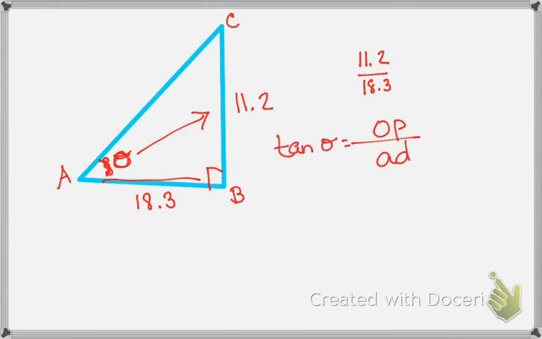So you got to kind of know that. They're not always going to tell you that it's the tangent. They didn't in this one. So our opposite is 11.2 and our adjacent is 18.3. So we've got to find the tangent of this theta, which is 11.2 divided by 18.3, and round to the nearest tenth.